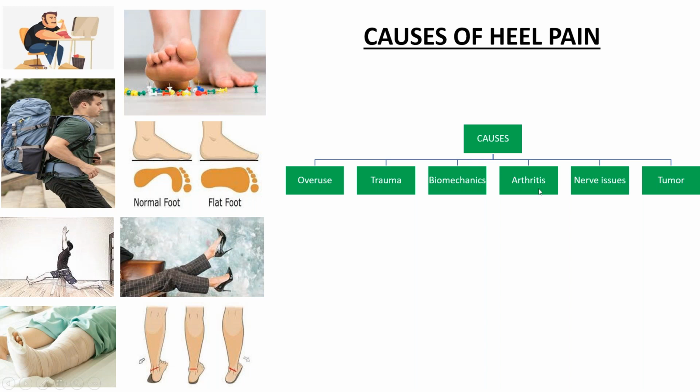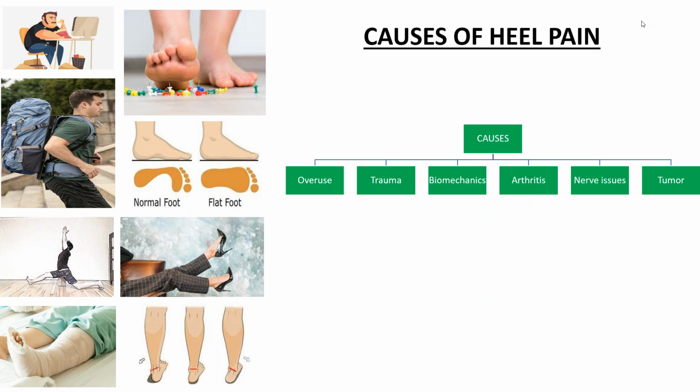Next is arthritis. Obviously, if you're suffering from rheumatoid arthritis or gout arthritis. What is arthritis? That is inflammation of the joints, pain in the joints, right? There's some problem with the joints. So agar ankle joint mein kuch to issue hai, then obviously you will get some associated pain in the heel also, fine. So this is one of the commonest reasons of heel pain, arthritis.